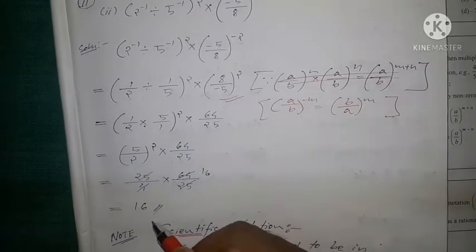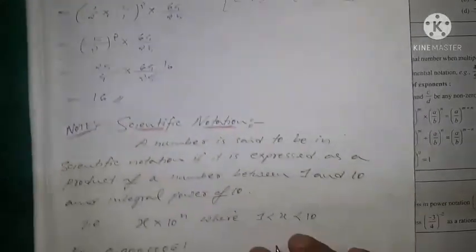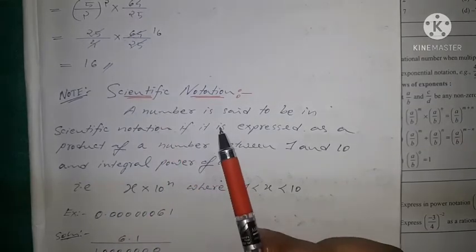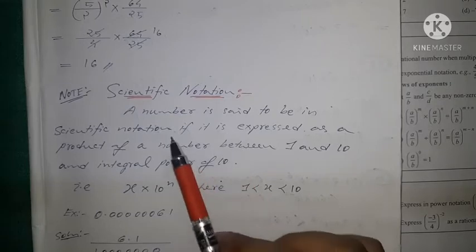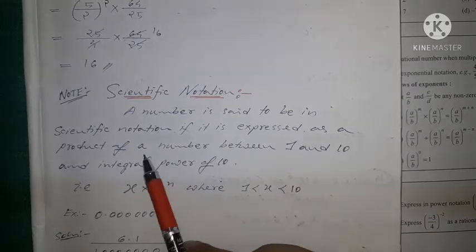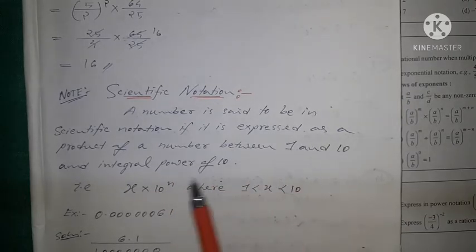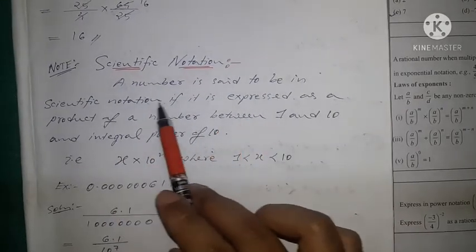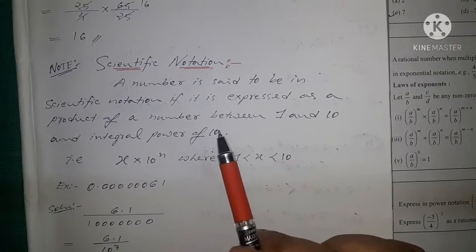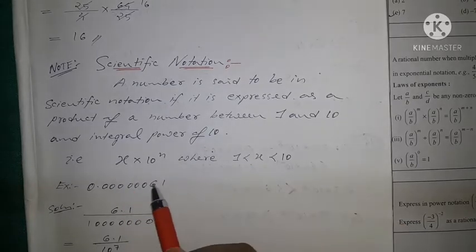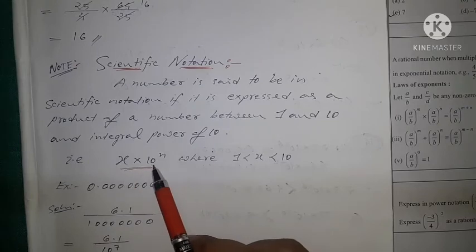So now take a note on the scientific notation. How to represent a number in scientific notation when it is given in standard form. A number is said to be in scientific notation if it is expressed as a product of a number between 1 and 10 and the integral power of 10. If you are asked to make it in scientific notation, that means we have to write it in this form, that is x into 10 to the power n.